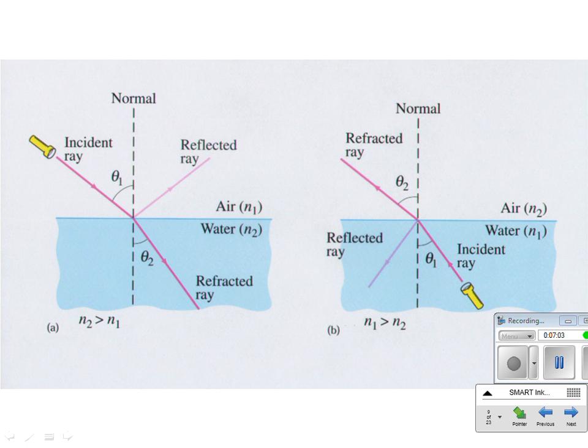Now, it happens the other way around, too. If I was underwater, like in picture B here, shining the light towards the surface, some of that energy would reflect back down. Some of it would refract out into the new medium. Notice that when I'm going from air to water, the light ray bends towards the normal. When I'm going from water to air, it bends away from the normal.